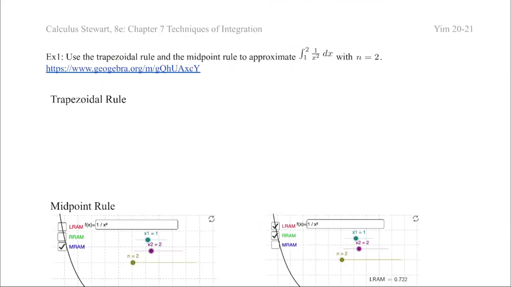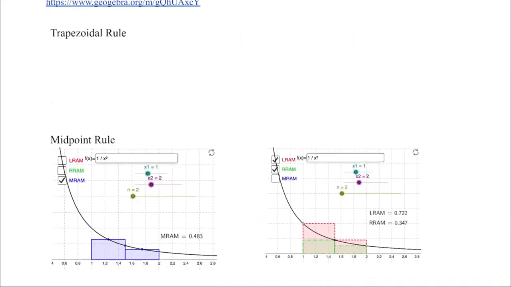Why don't you take some time and try to figure that out? Okay, guys. And I did this using the midpoint rule, and you already know that the answer should be the average of these two, right? But be careful though, because these two are estimates, right? So your answer should be very close to the average of these two values. Okay.